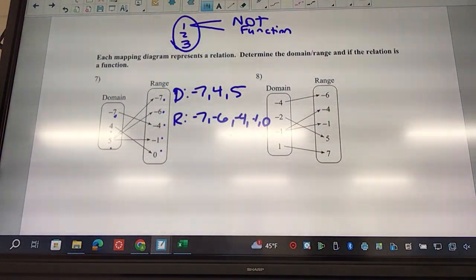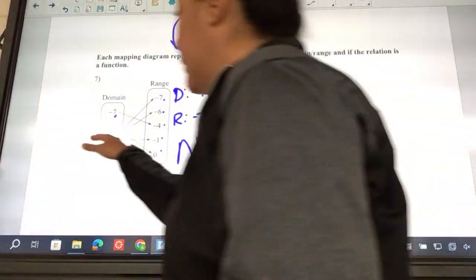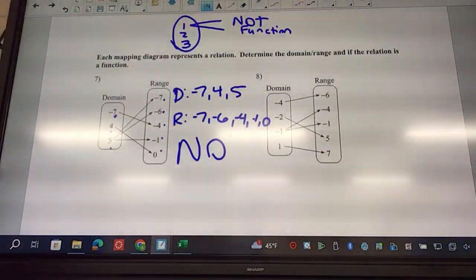Okay, so number 1 is going to be a no. Okay, I have 3 arrows coming off that 5, so that is going to be a no.